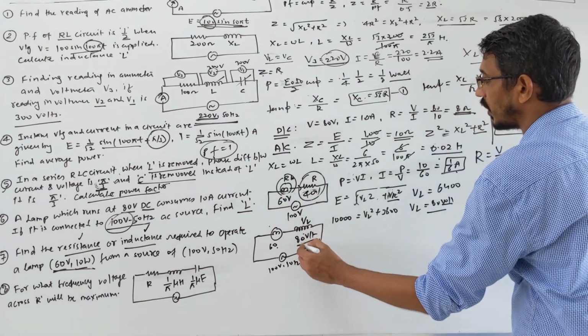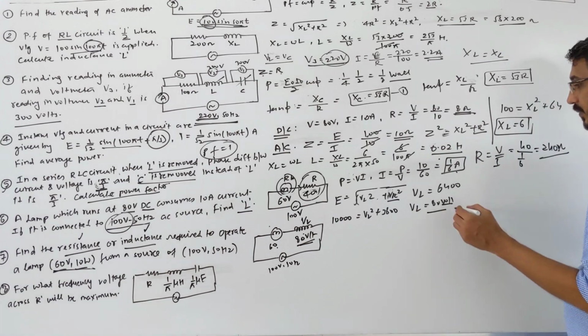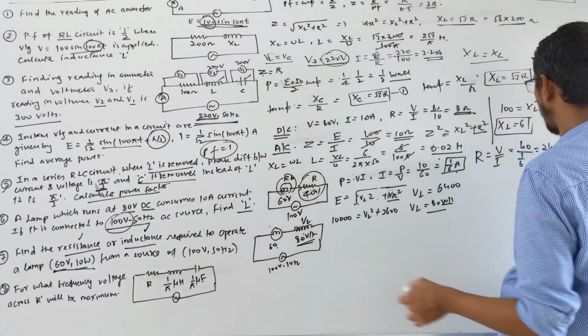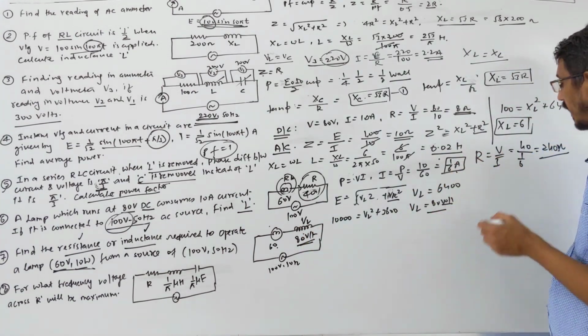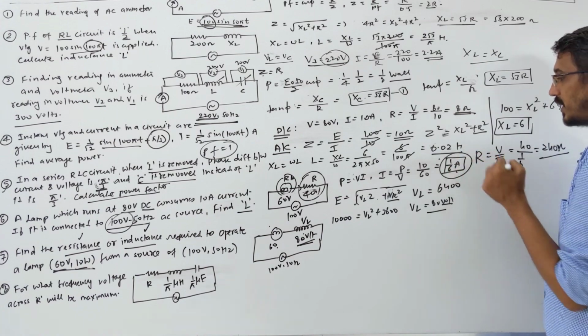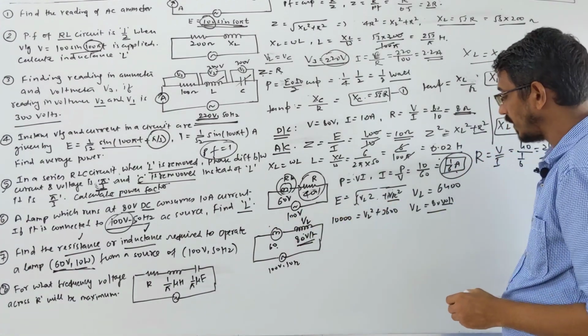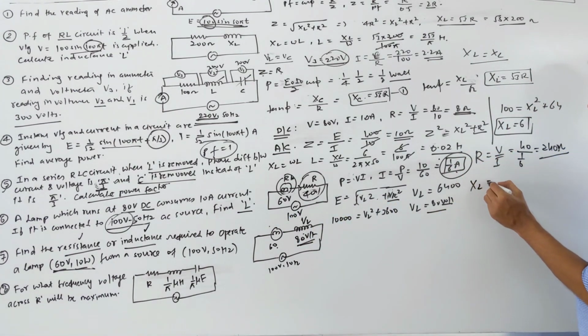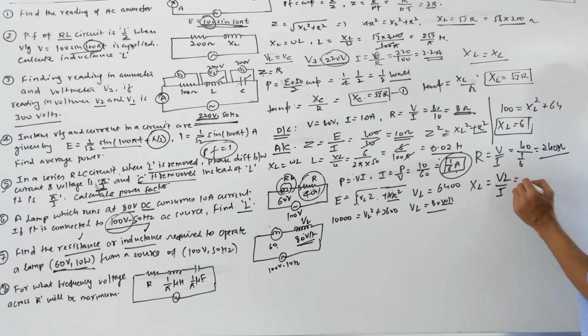Okay, we have calculated the potential across this, VL. Now the current flowing is already given. Current is the same only, how much? 1/6 ampere, because they are also in series. So we can find XL. What is XL? VL by I. VL we calculated 80, I we calculated 1/6. So 480 ohm, that is XL.